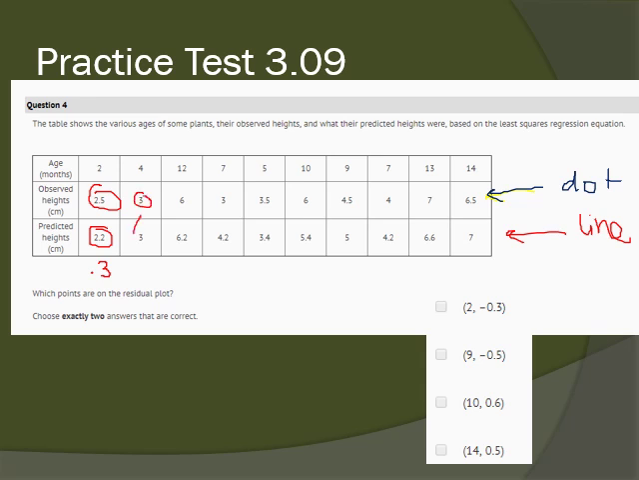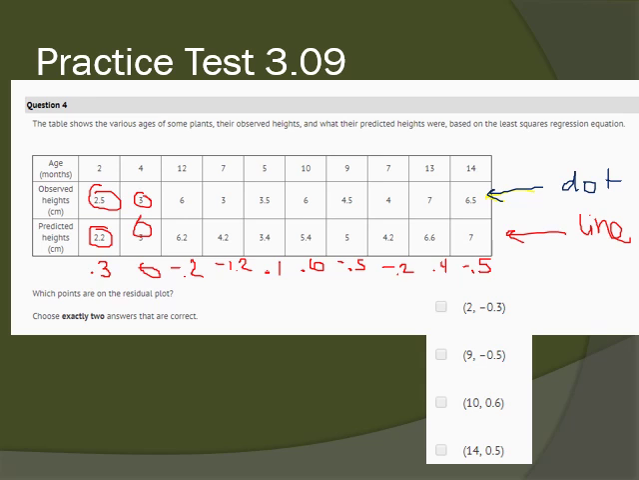And then 3 minus 3, that's 0, so that's a good one. My line happens to go straight through the point there. Let's see, 6 minus 6.2, so that's negative 0.2. 3 minus 4.2 is negative 1.2. We've got 3.5 minus 3.4, that's 0.1. Make my point a little more obvious. 6 minus 5.4, that's 0.6. 4.5 minus 5, that's negative 0.5. 4 minus 4.2, that's negative 0.2. 7 minus 6.6, that's 0.4. And last one, 6.5 minus 7 is negative 0.5.